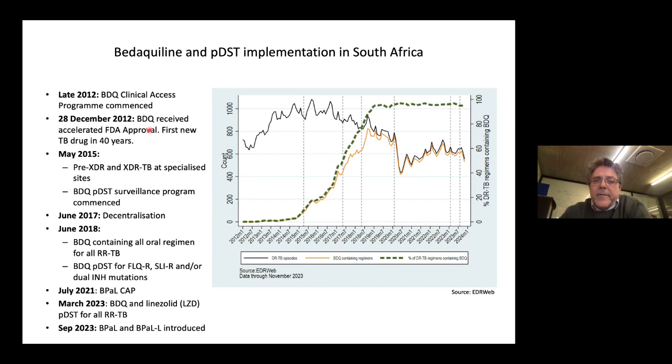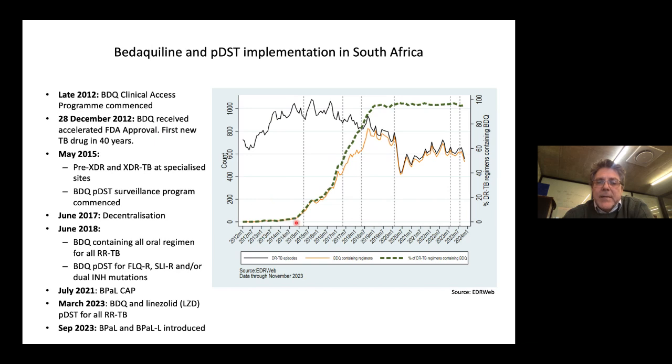Turning to the implementation of bedaquiline and PDST in South Africa. Late in 2012 in South Africa, we started a bedaquiline clinical access program, and that actually commenced just before the FDA provided bedaquiline with an accelerated approval. And this was the first new TB drug available in 40 years. What we can see in this graph in the black line are the total number of drug-resistant TB episodes within the EDR web by month, and in the dotted green line, the percentage of those regimens which were containing bedaquiline.